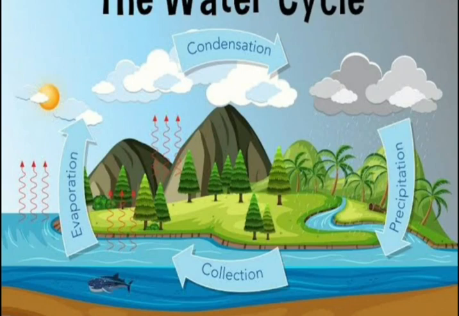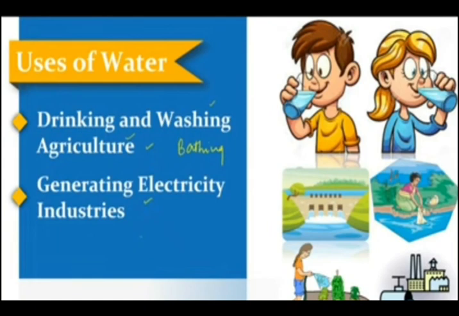Okay, now question one comes here. Humans use a huge amount of water. All of you know about the uses of water. So humans use a huge amount of water, not only for drinking and washing, but also in the process of production. Just like water for agriculture, water for industries, and generating electricity through reservoirs of dams are the other usages.